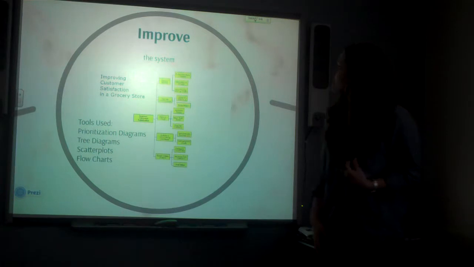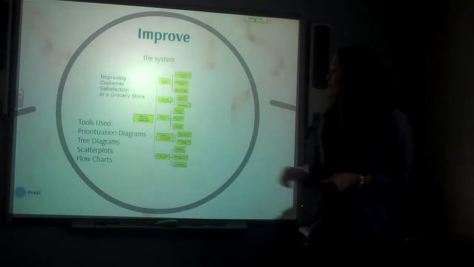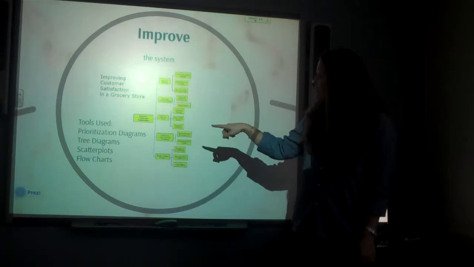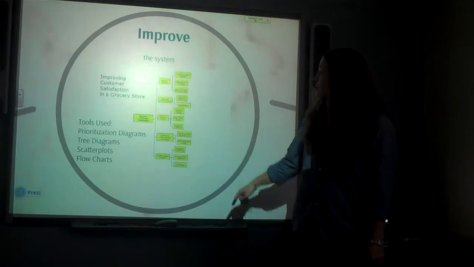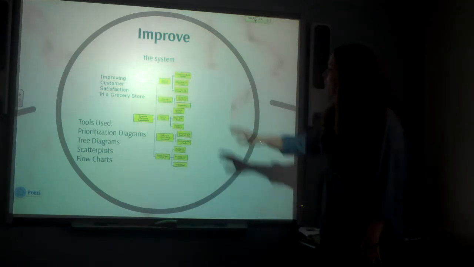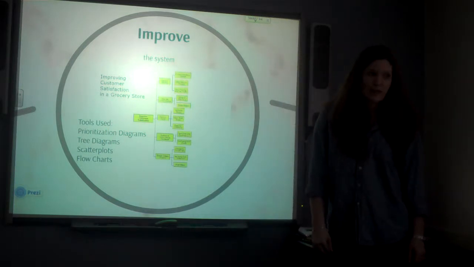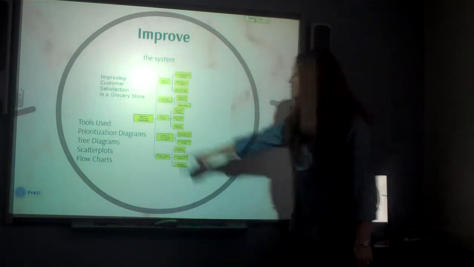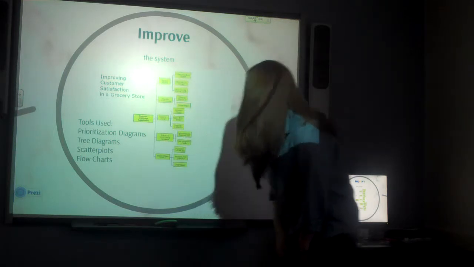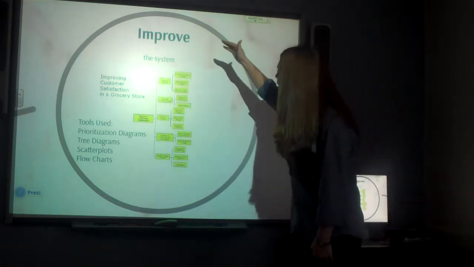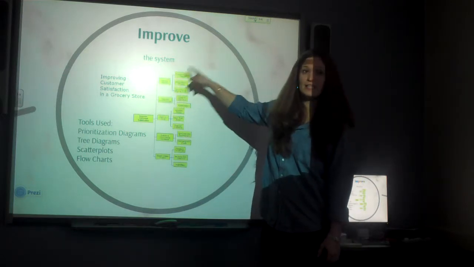The next part is to improve the system. Here you can use tools like prioritization diagrams, tree diagrams, scatter plots, and flowcharts. This is an example of a tree diagram. The whole idea here, what they were working on, was improving customer satisfaction in the grocery store. That's right here. And then they look at all these different little things, stocking, the lines, reduce waiting time. So in order to reduce waiting time, what would we need to do?